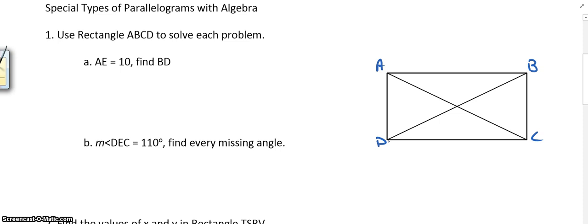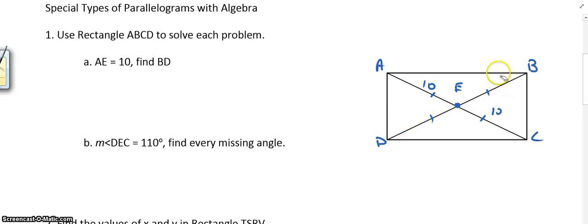The first problem says, if AE, we're going to put E in the middle here, if AE is 10, find the length of BD. So we want the length of this whole piece here. Now, you have to use what we know about the diagonals of a rectangle. If you remember, the diagonals are congruent, and since it's a parallelogram, they bisect each other. So we know those are equal and those are equal. So we know this is 10.